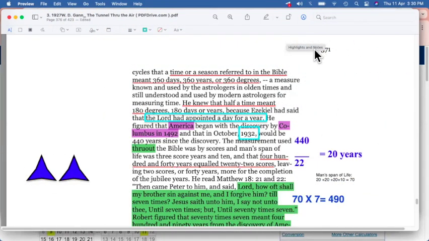Now we are on page number 371 of Tunnel Through the Air, and we'll go through the first line, which is really important for us to understand. The first thing he says is that cycles that have a time or a season referred to in the Bible meant 360 days, 360 years, or 360 degrees.